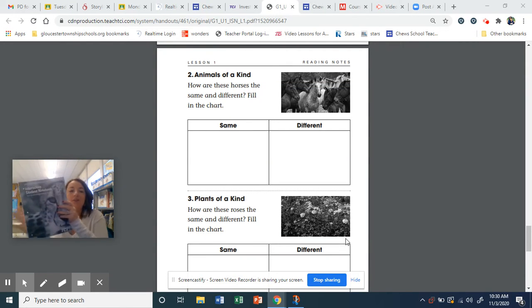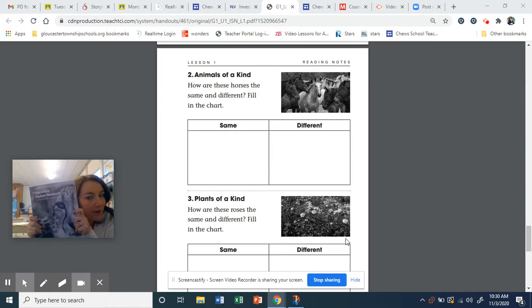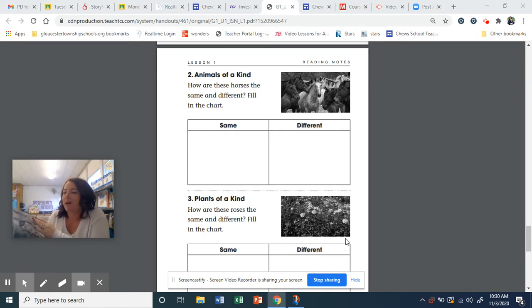For today's lesson, you need your interactive student notebook, and you need to open up to this page that has the pictures of those beautiful horses. And it is on page 7. Okay, so go ahead and turn to page 7 in your interactive student notebook.